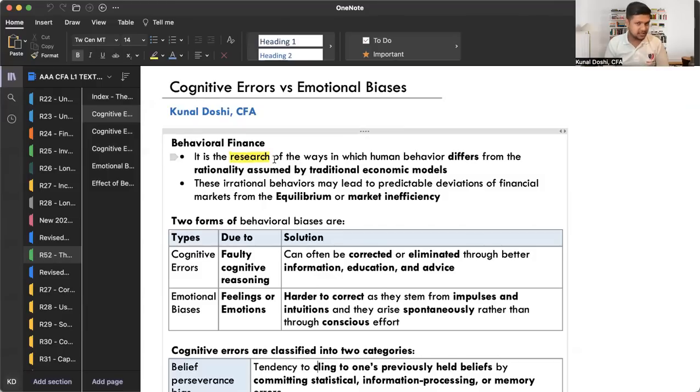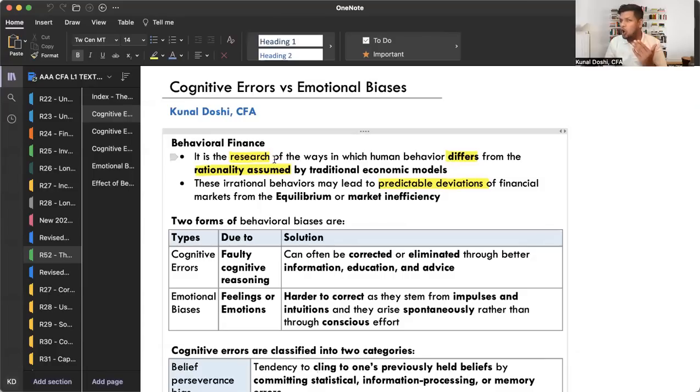So behavioral finance is the research which has gone through the human behavior, which is very different compared to the traditional investments, compared to the traditional thought process, where people are assumed to be behaving rationally. So it is a research of the ways in which human behavior differs from the rationality assumed by traditional economic models. Remember, the economic model in equity assumes CAPM and all these models, they assume investors are rational, means they are risk averse, but in reality, they are not always. So if they are not risk averse, what they are exactly, we'll see that.